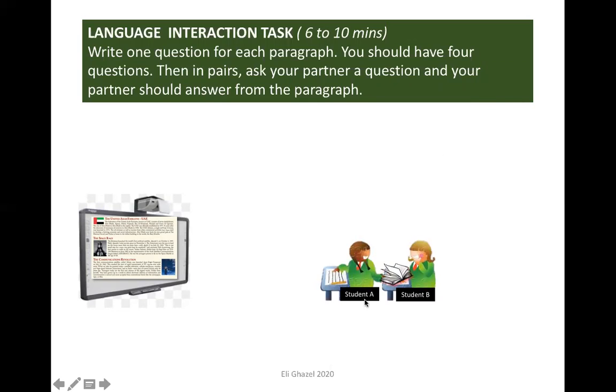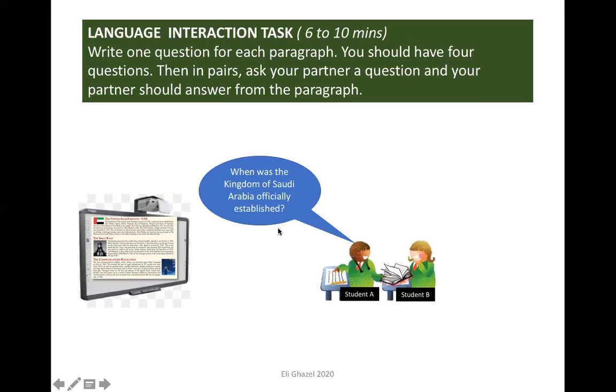So the students are sitting in pairs, A and B. They have their books in front of them. And the first student, after they finish writing the question, will ask the second student, when was the Kingdom of Saudi Arabia officially established? And the second student will answer, on September 23, 1932. And by the way, knowing how to say the dates and the numbers are an essential part of IELTS exams. Learning how to say the numbers, because in listening, if you mishear the number, you might get the wrong answer. So what you want the students, again, to work in pairs.